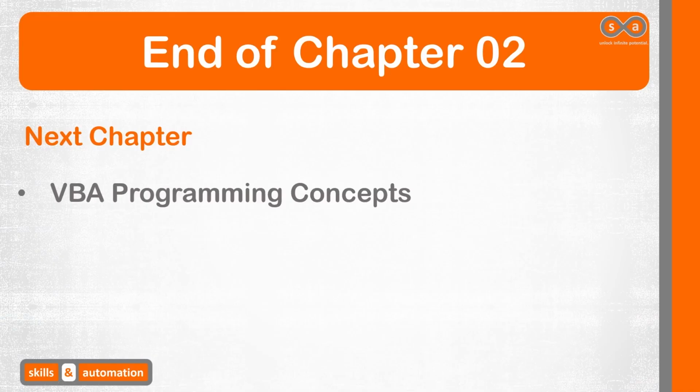And that's it for this lesson on the object library and the object browser. This is also the end of chapter 2, where we learned all about the object model. In the next chapter, we will learn about the VBA language itself by focusing on concepts such as variables, loops, and error handling.